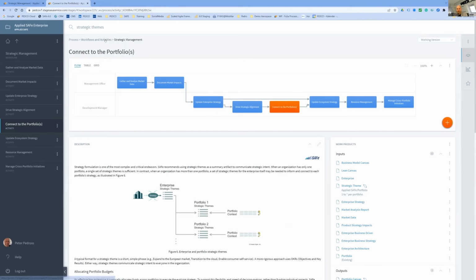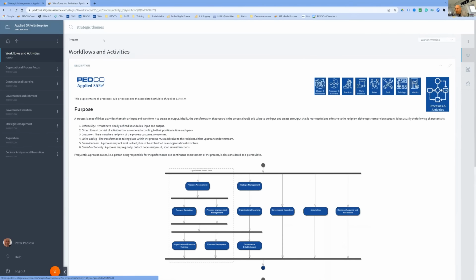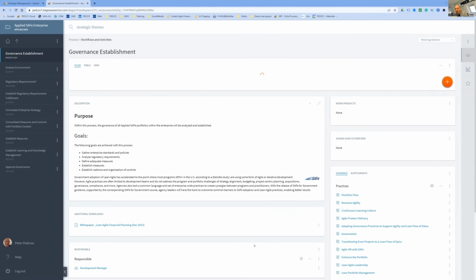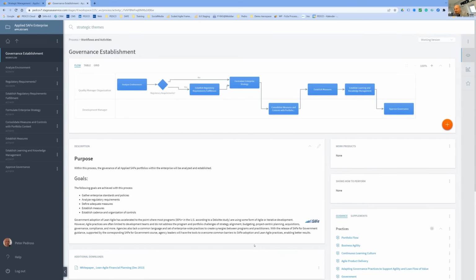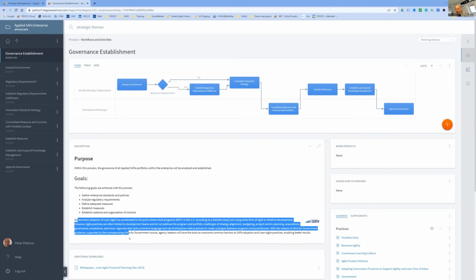Another important thing in addition to strategic management, of course, is another process which is talking about governance. Governance establishment is something that we will naturally do anyway. So we see here a process which we have. SAFe is also talking about governance, that this is important and so forth. And we have a governance establishment process.